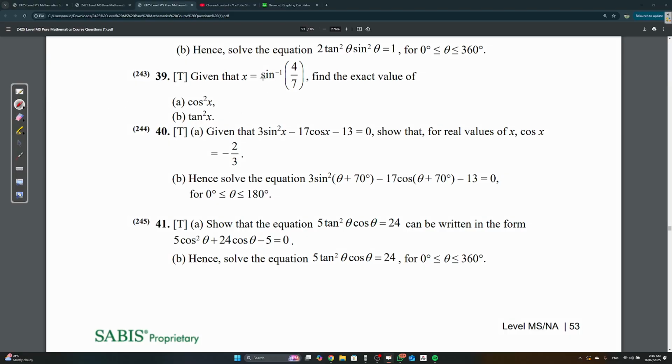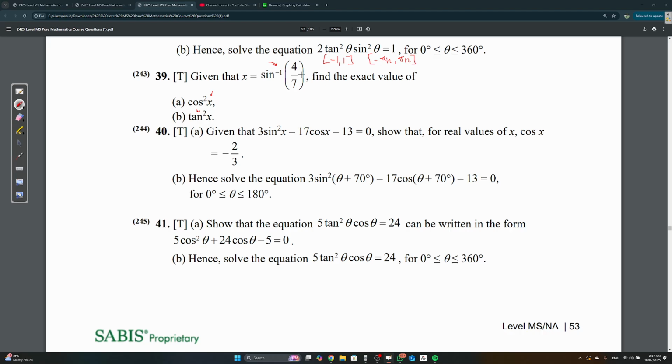sleep. Given that x is sine inverse 4 over 7, find the exact value of cosine squared and tan squared. Okay. First thing, you need to know sine inverse. What's the domain? What's the range? The domain is minus 1 and 1, and the range is minus pi over 2, pi over 2, right?